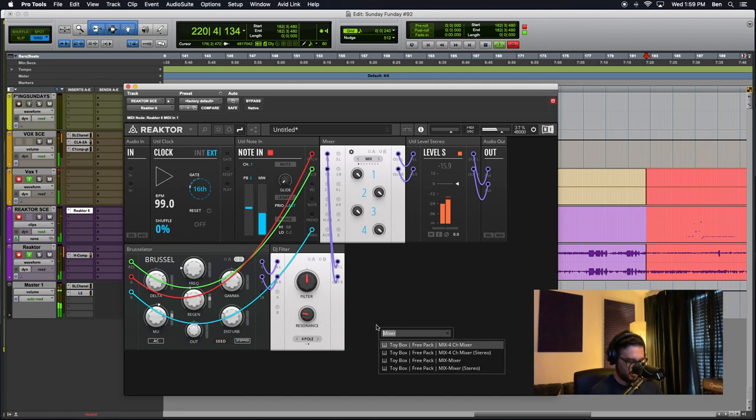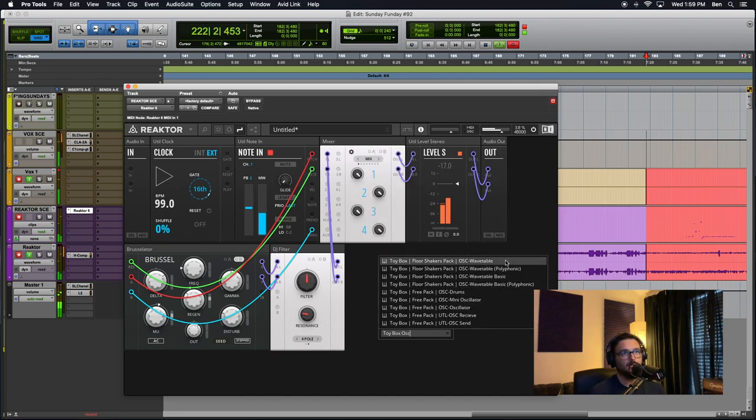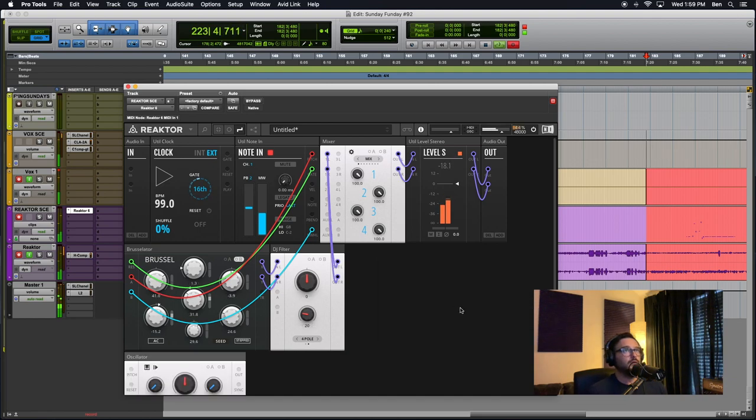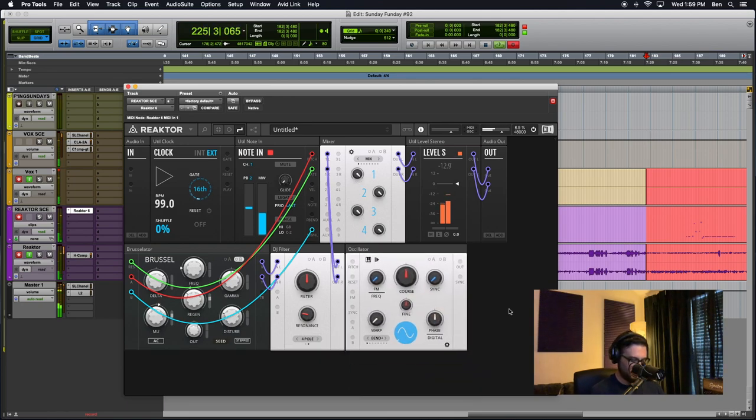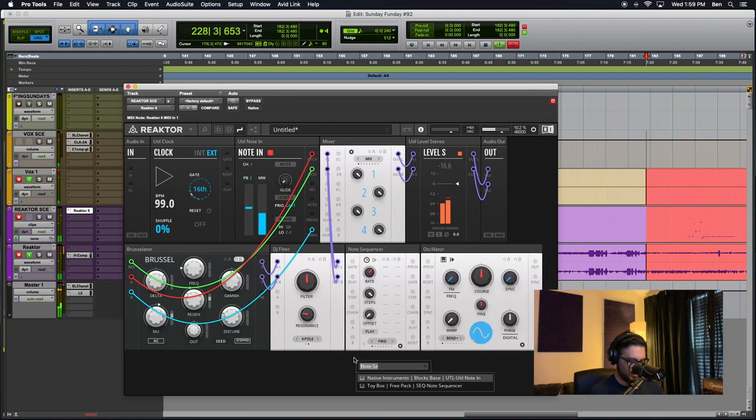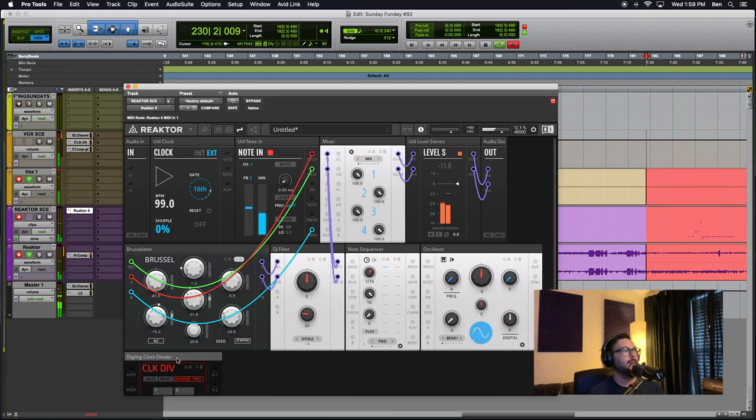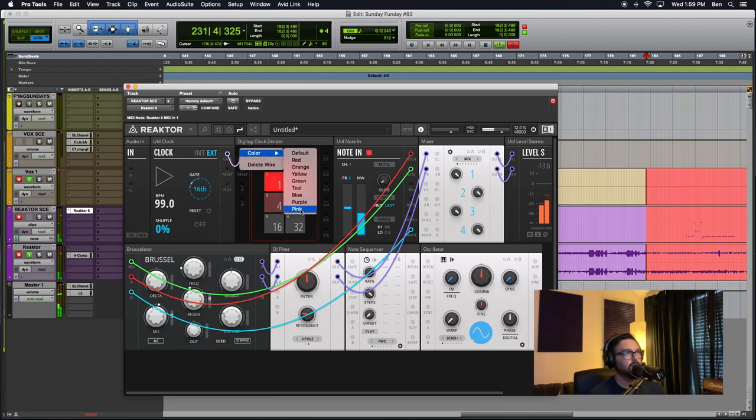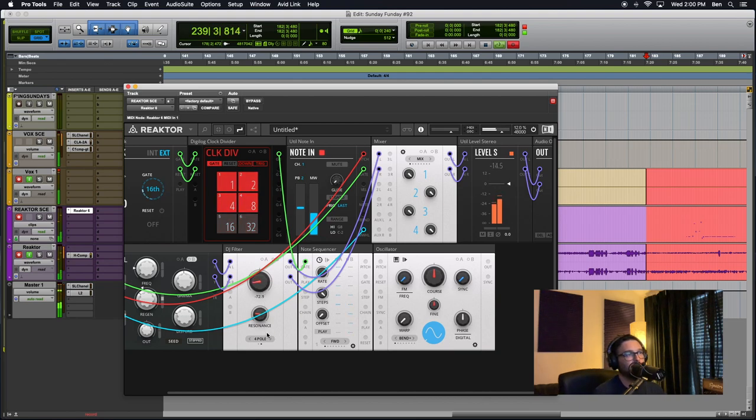Let's see about just the regular Toybox oscillator. And then let's go with the note sequencer. And let's get a clock divider in here as well. Let's turn this down a little bit and give ourselves some room to think. And then what we want to do is start setting up some notes for this guy.